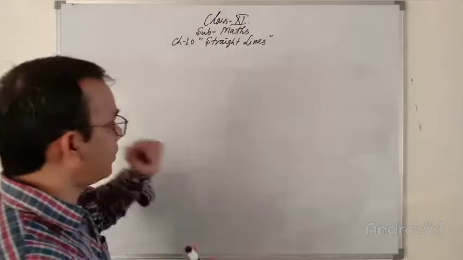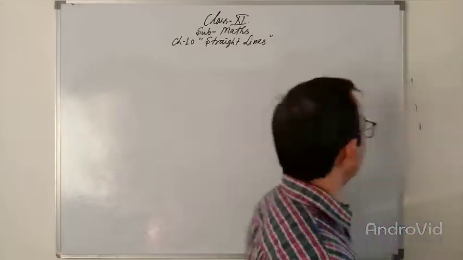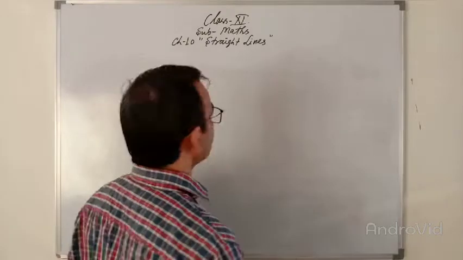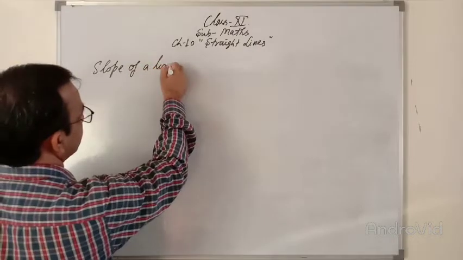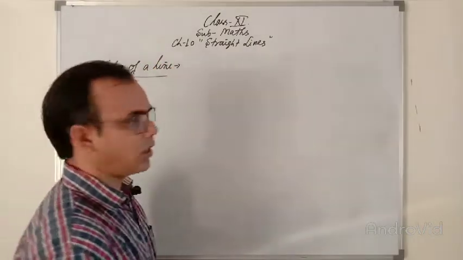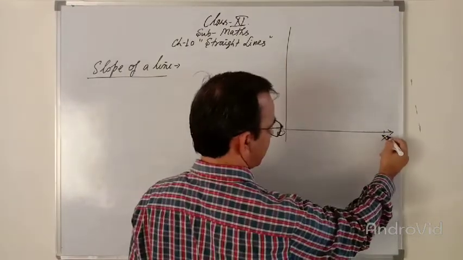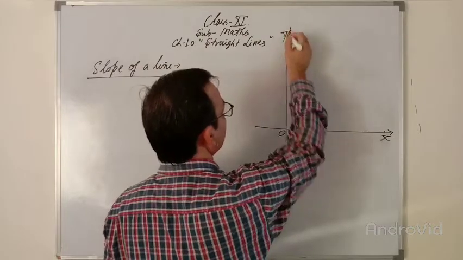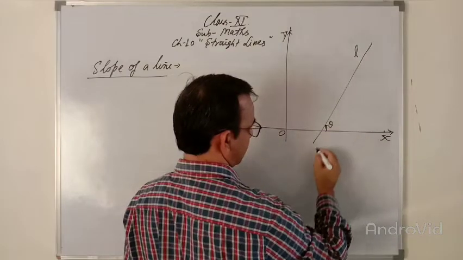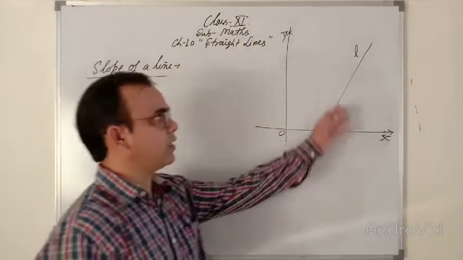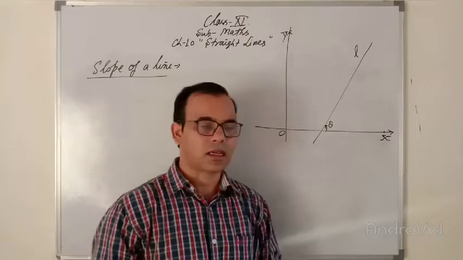Now in class 11th, the first concept is the slope of a line. So let's discuss it. Slope of a line. Okay, this is the Cartesian coordinate system having the perpendicular axes as OX and OY. And suppose this is the line small l that makes an angle theta with the positive direction of x-axis anti-clockwise. So here theta is the inclination of the line with the x-axis.